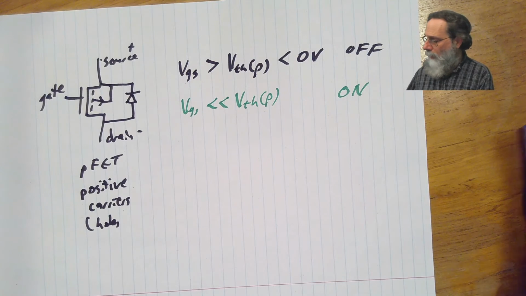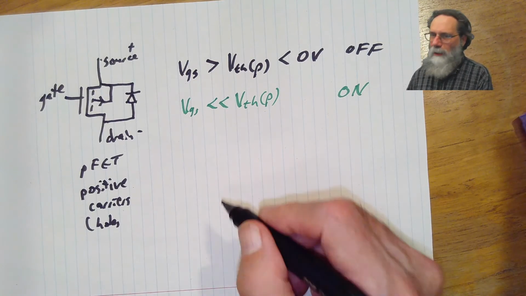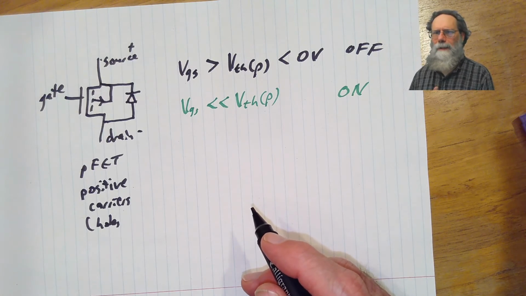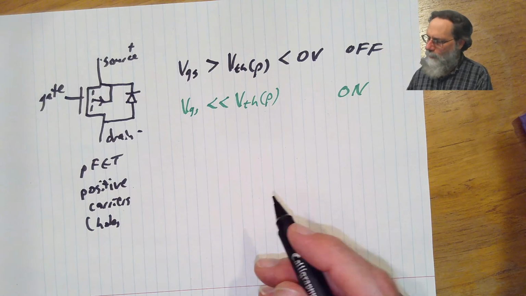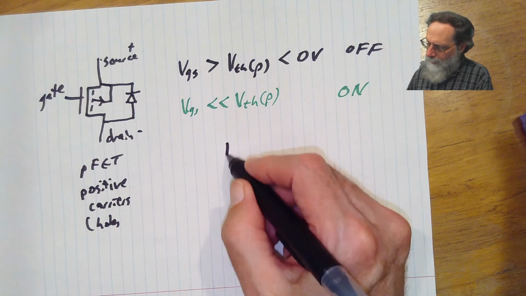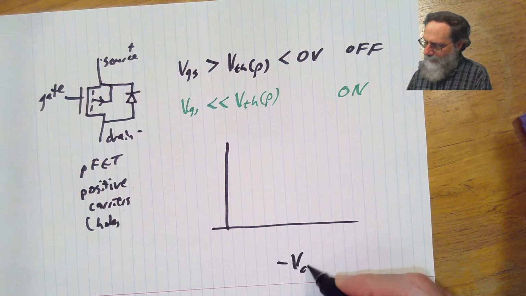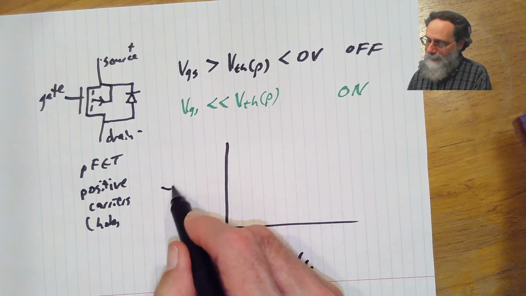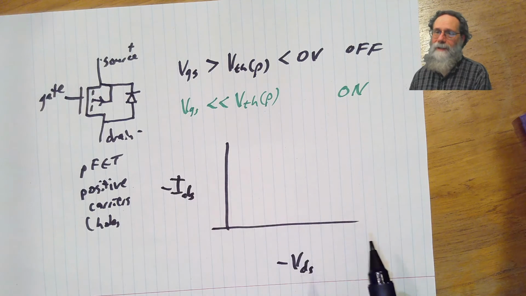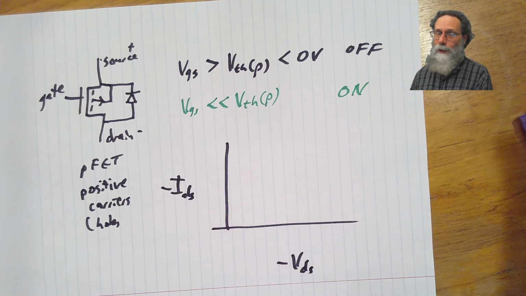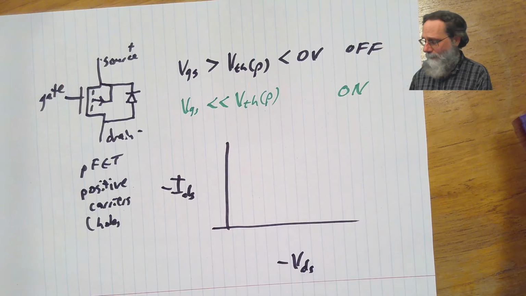Okay, if we draw this thing, we would end up with negative currents from drain to source and negative voltages from gate to source. So what I'm going to do is draw this thing as minus VDS on this axis and minus IDS on this axis, just so I can draw everything in the first quadrant rather than having to draw down in the fourth quadrant. I always get stuff upside down there.